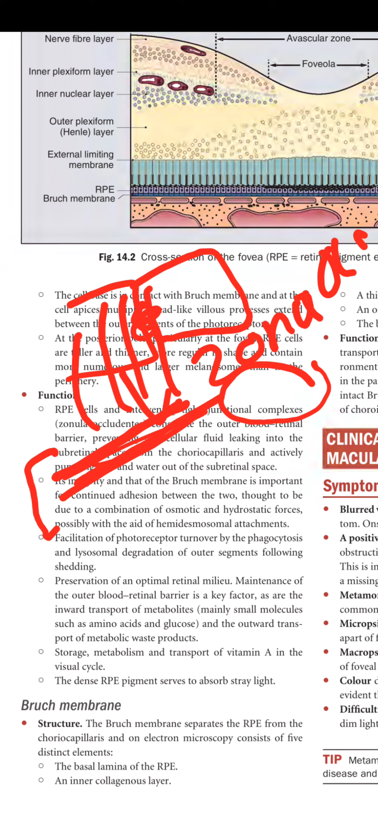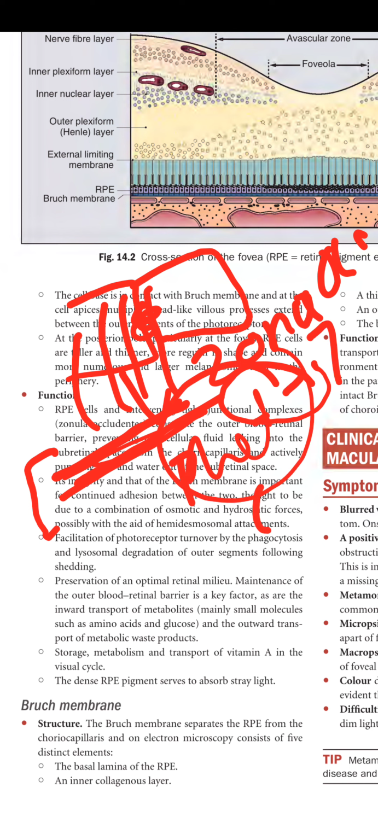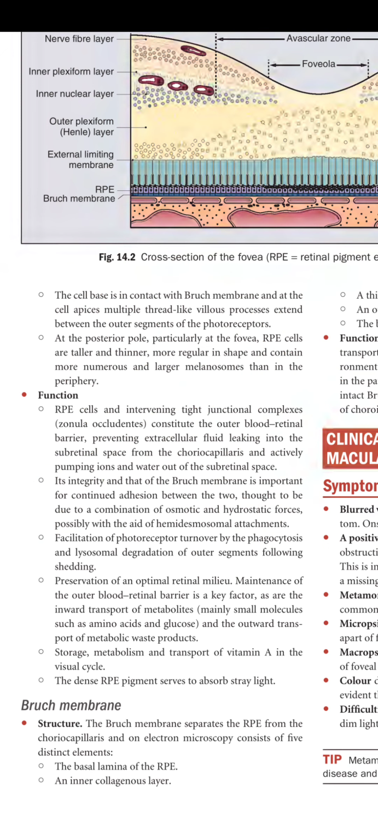Facilitation of photoreceptor turnover via phagocytosis and lysosomal degradation of the outer segment following shedding. So whenever the photoreceptors shed their outer segments, these are phagocytosed by the RPE cells.